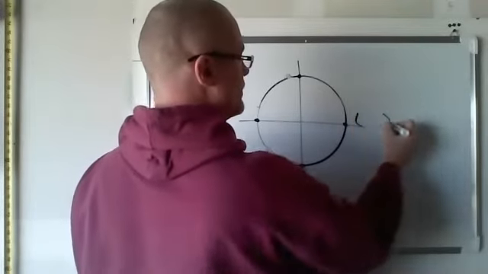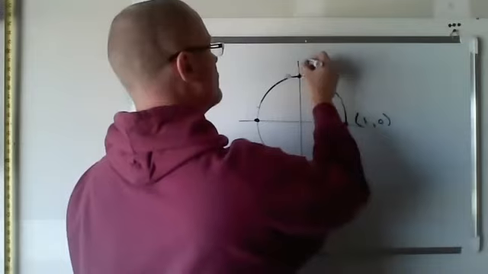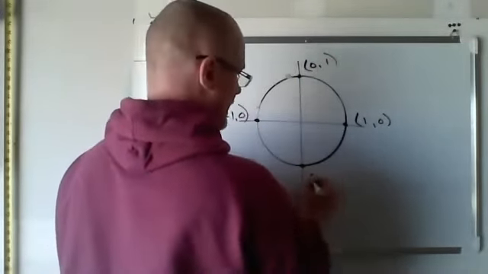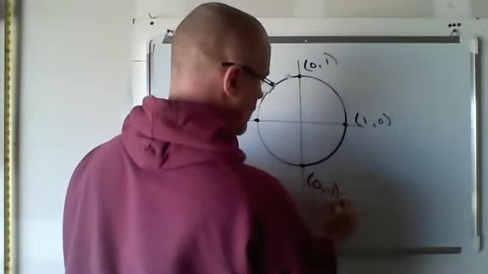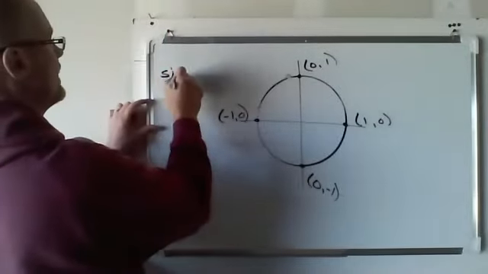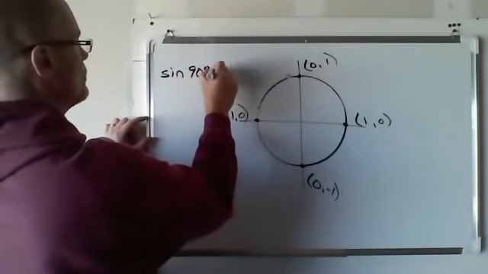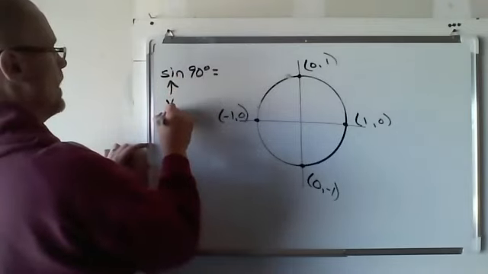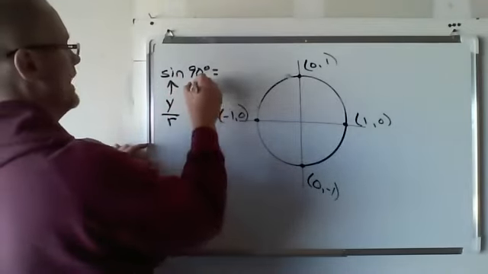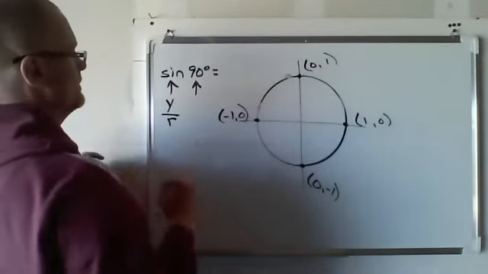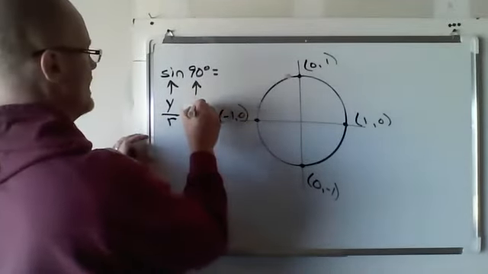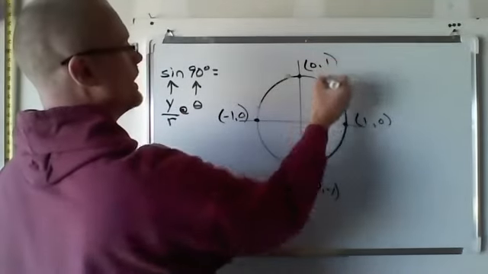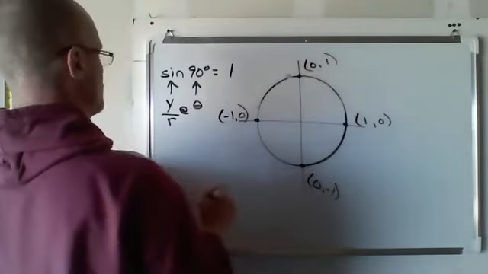Okay, so let's just review. This is 1, 0. This is 0, 1 for its coordinate. This is -1, 0. And this is 0, -1. So if I asked you what the sine of 90 degrees was, you'd say, okay, well, that's the y coordinate in my thought process. That's the y over the r. And this is the angle of rotation, that's my theta. So I look at the y coordinate as 1. The radius is still 1 there. So this is equal to 1.